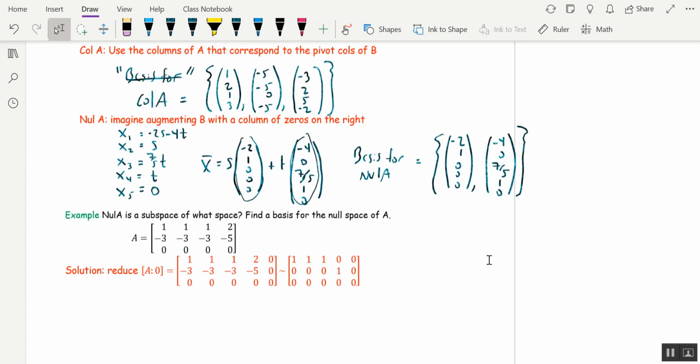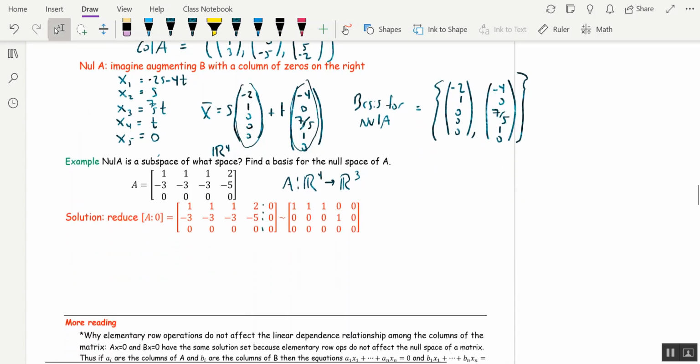Okay, last one. Null A is a subspace of what space? Find a basis for the null space. Well, A is a 3 by 4, so A maps R4 to R3. So the null space lives in R4. So what space? R4. All right, and to find a basis for the null space, what I did was I took A and I augmented with 0 and I reduced. And so this shouldn't take us very long.